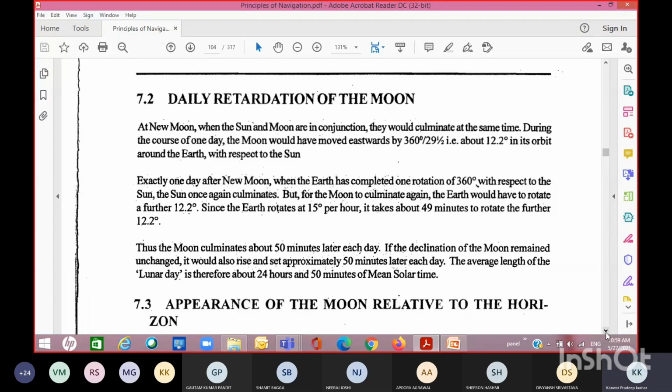Exactly one day after new moon, when the Earth has completed one rotation of 360 degrees with respect to the sun, the Earth has once again culminated, but for the moon to culminate again, the Earth would have to rotate a further 12.2 degrees. Since the Earth rotates at 15 degrees per hour, it takes about 49 minutes to rotate the further 12.2 degrees. The moon culminates about 50 minutes later each day. If the declination remained unchanged, it would rise and set approximately 50 minutes later each day. The average length of the lunar day is therefore about 24 hours 50 minutes of mean solar time.